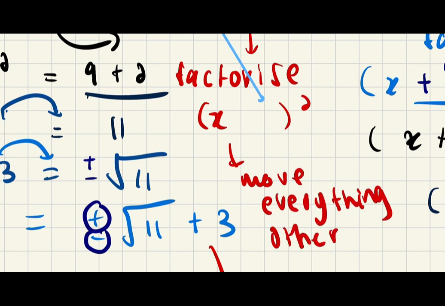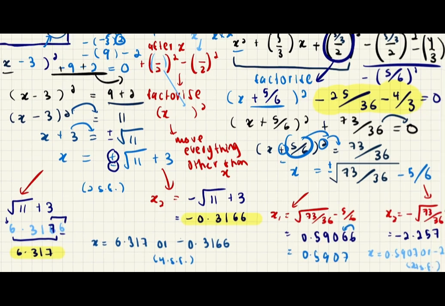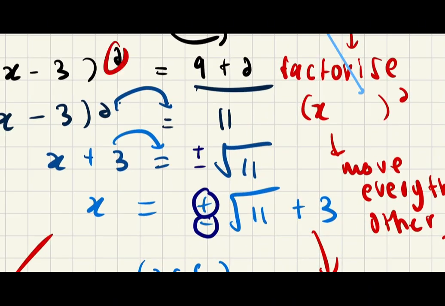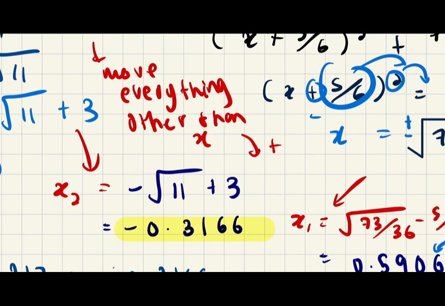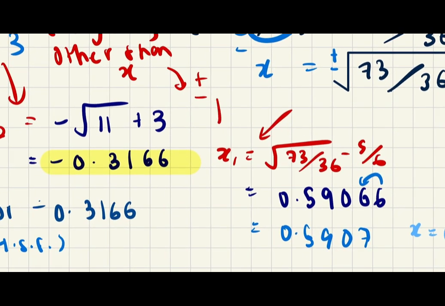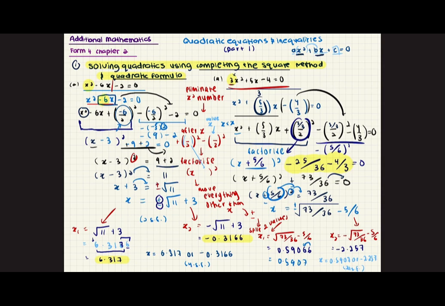Other than x, right? And then when you move the square, it will become plus minus. Okay, then it will be plus minus, and then after that split two values. So that's basically all the steps for completing the square.